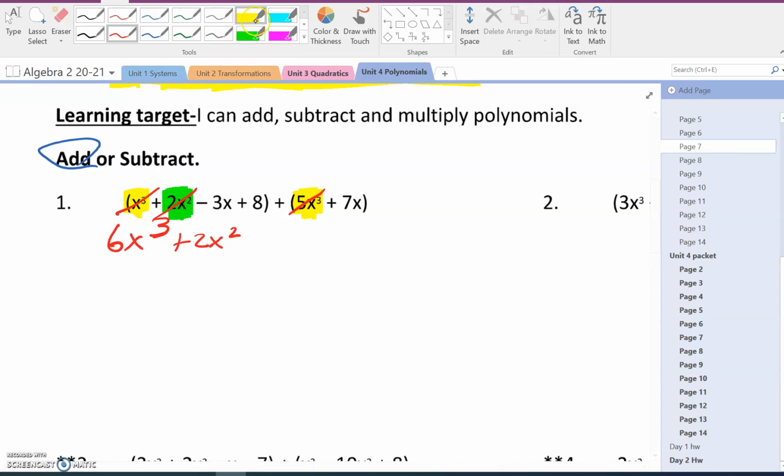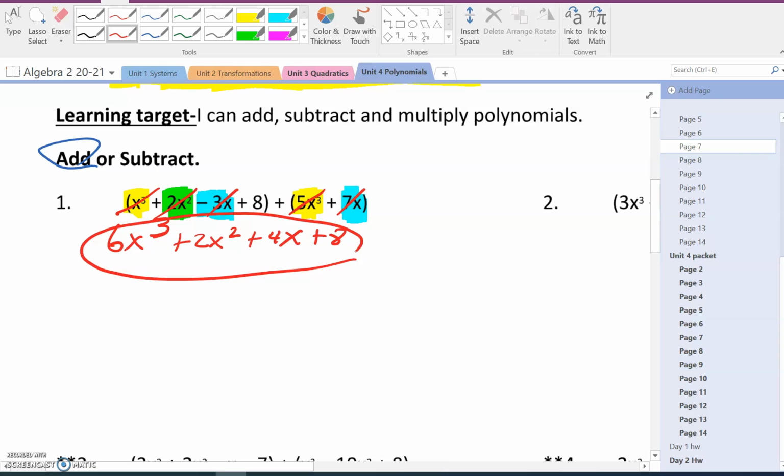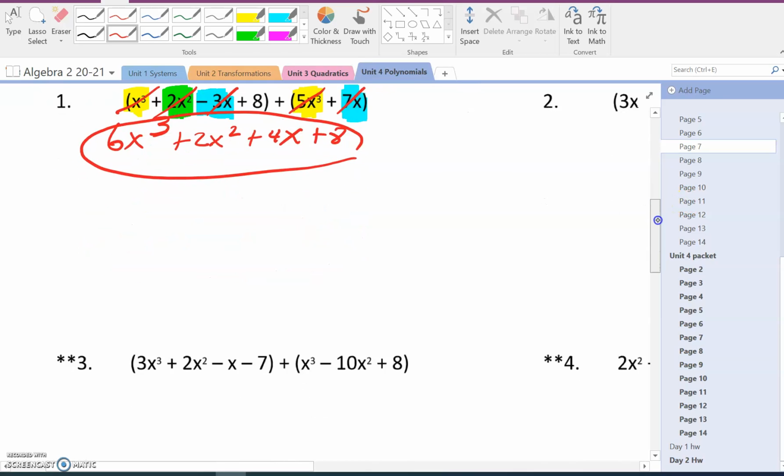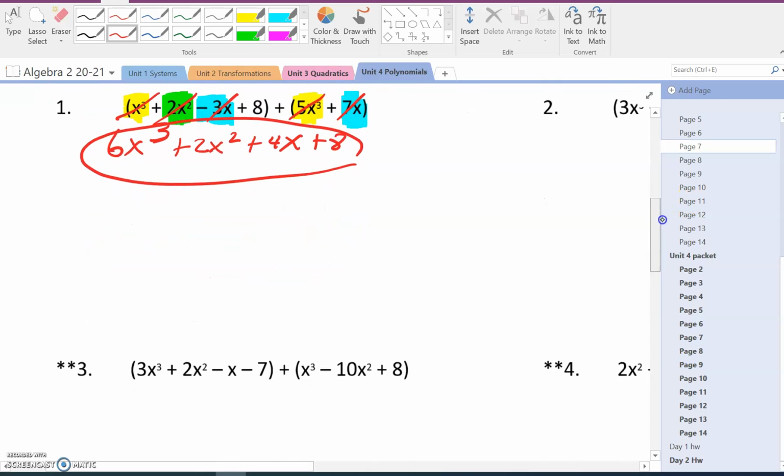Cross it off. Negative 3, make sure you include the negative 3x. Negative 3x, 7x is 4x. And then plus 8, and I'm done. Okay, that's how you do that.